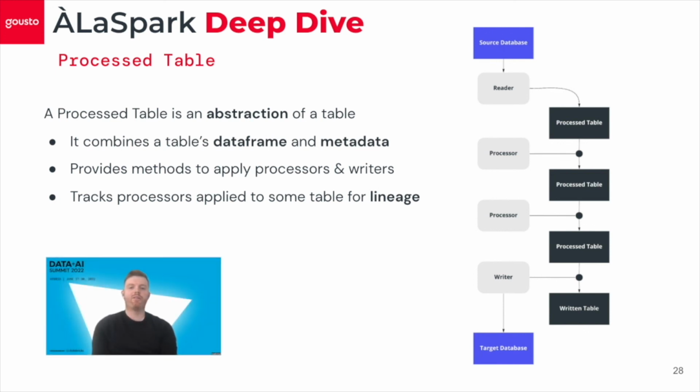Another one of the key components in ALaSpark is the process table class. You can think of this as like a data frame in Pandas or the ndarray in NumPy. It represents a table that has been loaded or partially processed that can be either written or have additional processes applied to it. It contains all the metadata of the table needed by the subsequent processors and writer to write the table to some target. It also tracks the processes that have been applied to the table, allowing writers to write this as metadata when the table is written to the target, giving us some additional data lineage.